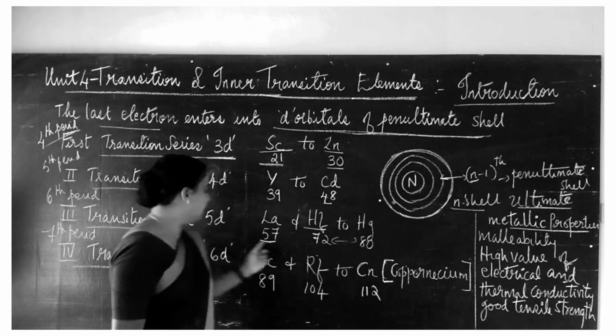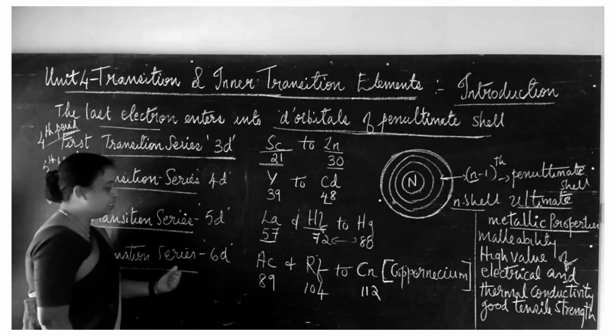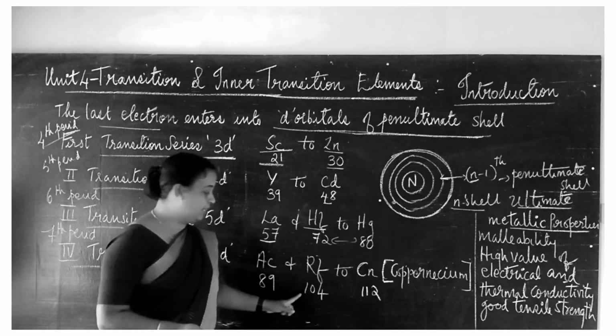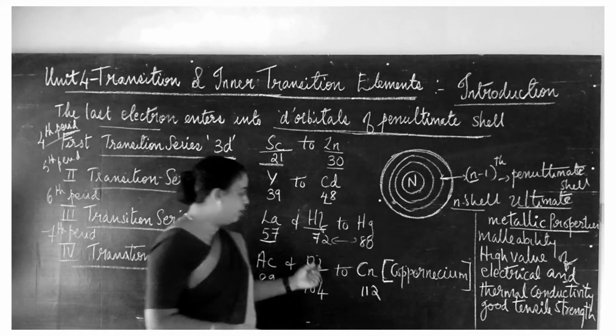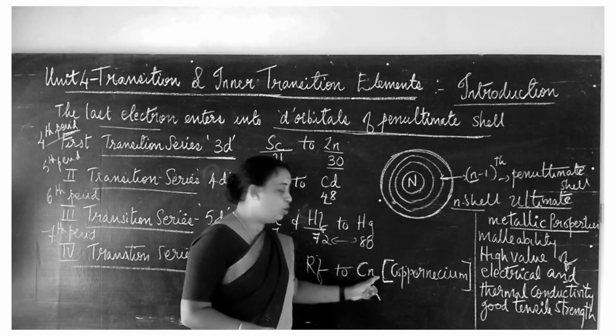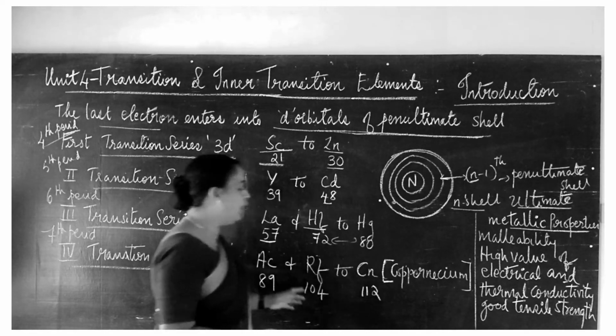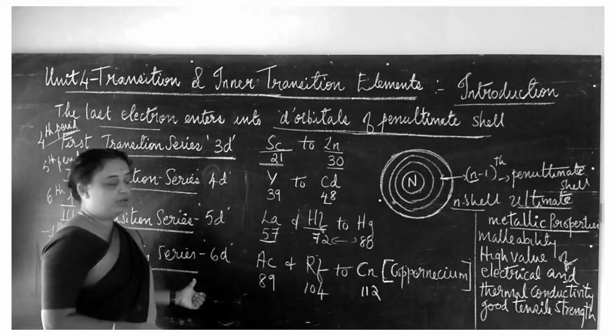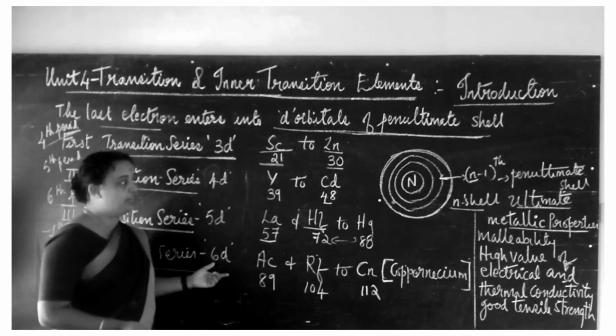So these many elements come under the fourth transition series. After actinium comes rutherfordium with atomic number 104, and from rutherfordium up to copernicium, 112, all these elements come under the fourth transition series. They are also called the 6D series.